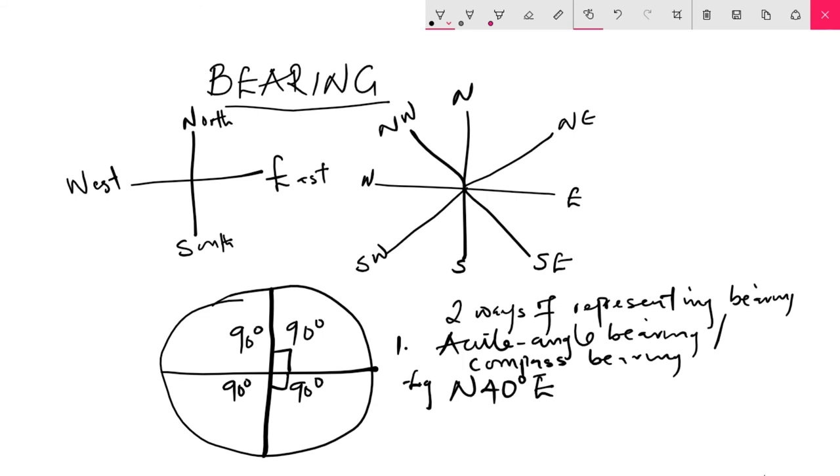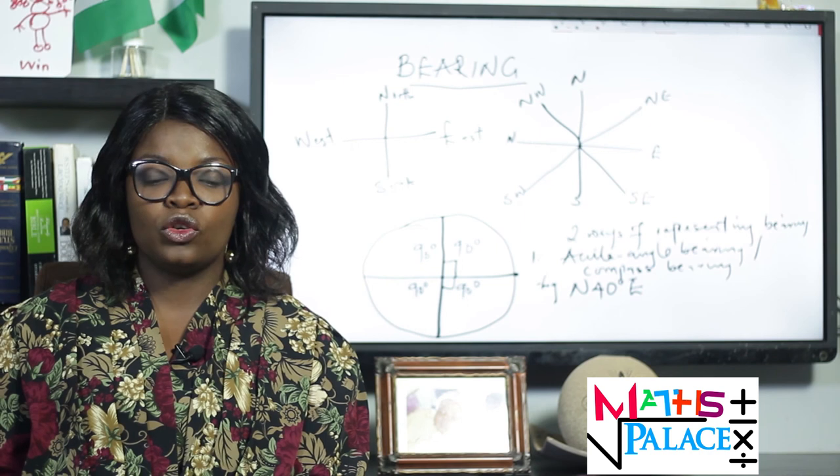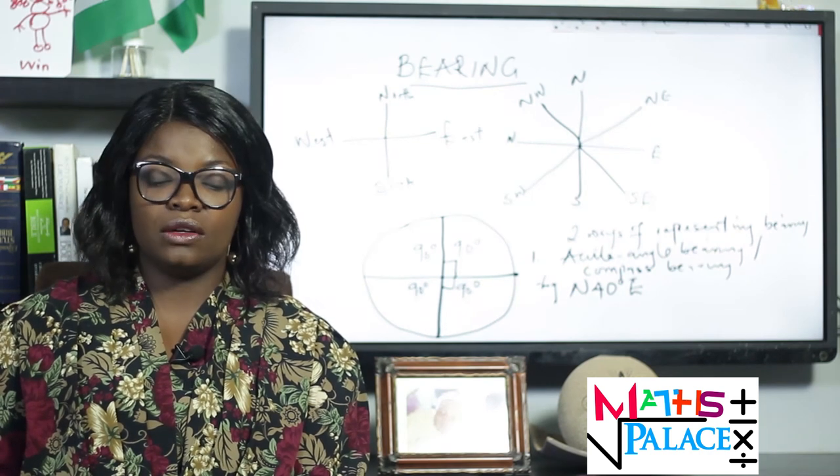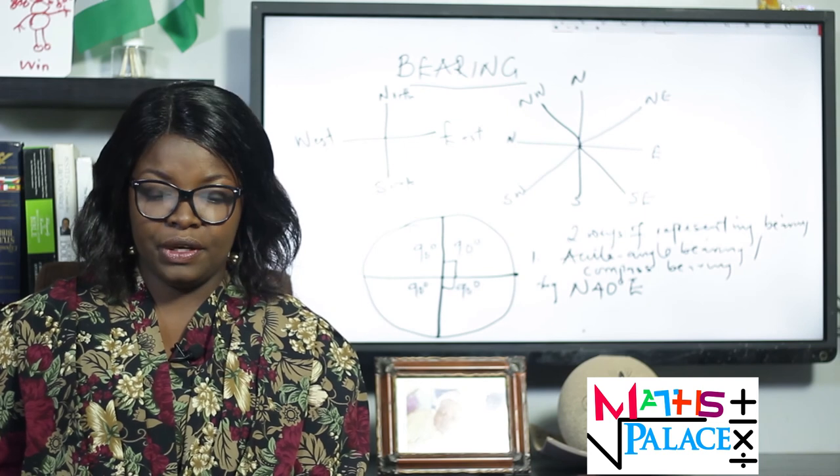Now, we have north 40 degrees east here. This is an example of acute angle bearing. Take note that 40 is an acute angle because it is less than 90 degrees. So therefore, we have northeast. That means this bearing is between the north and the east. So it's a northeast bearing of 40 degrees, which is an acute angle bearing.